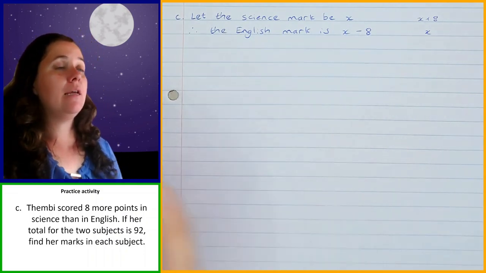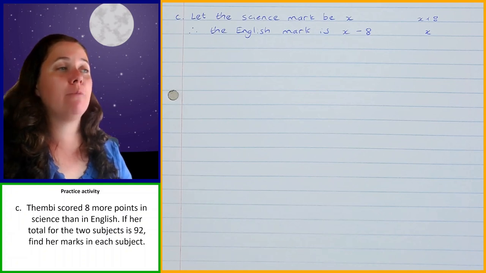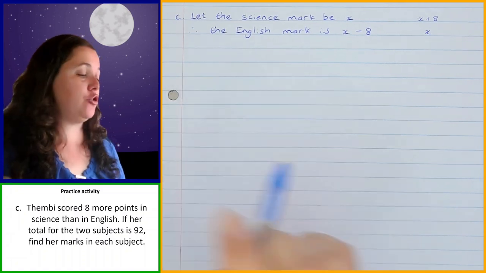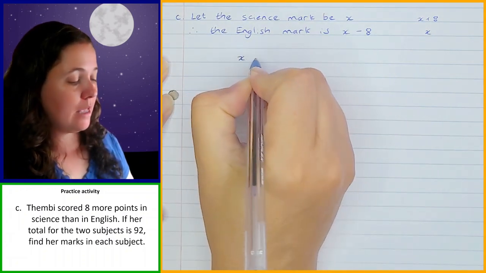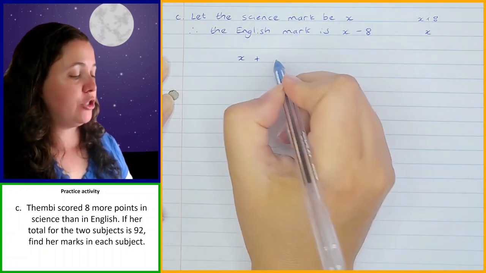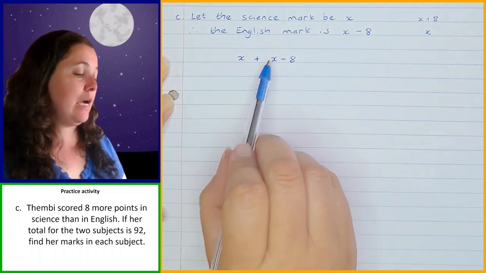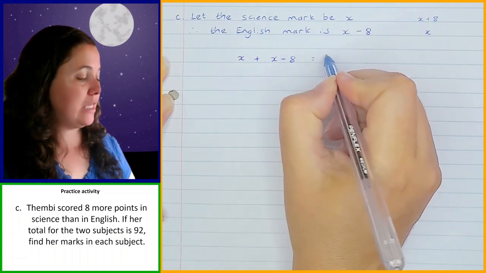Then the information I haven't used yet is that the total for the two subjects is 92, which means if I add up the two marks, I should get 92. So I'm going to take the science mark, which is X, plus the English mark, which is X minus 8. Remember, because it's a plus here, I don't have to put in brackets. And that is equal to the total, which is 92.